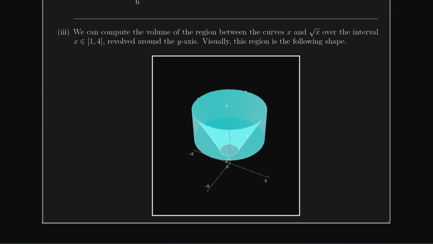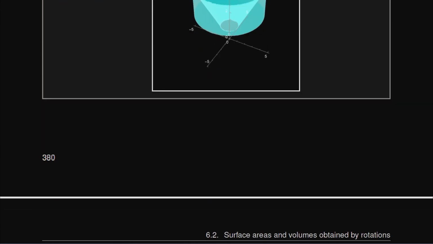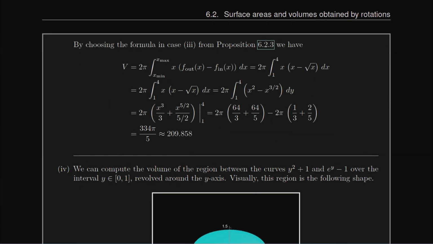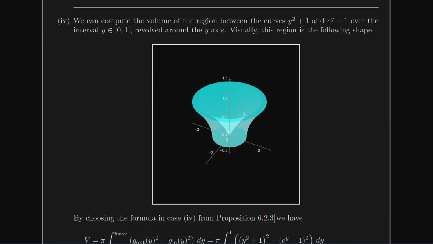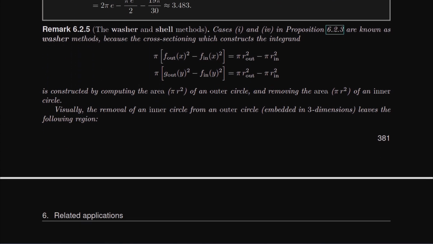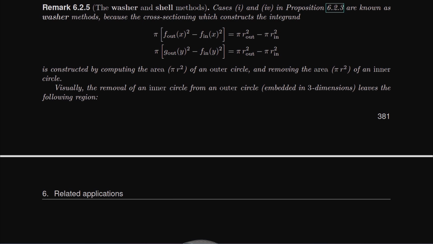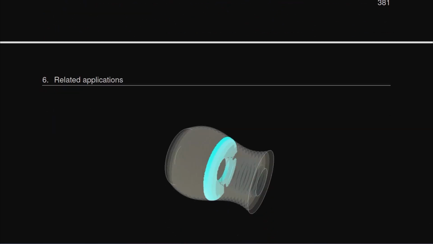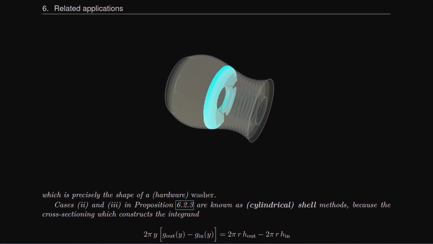The last two examples here are going to be just like the first two, except I'm swapping x's for y's. So I have pretty good faith that everybody would be able to get those done if they had to. I'll move slowly enough through them to make sure that you can see them. But I did want to comment that we do have specific names for these methods, because in the first case, if we're slicing up our region with objects that look approximately like hardware washers, we call this the washer method.